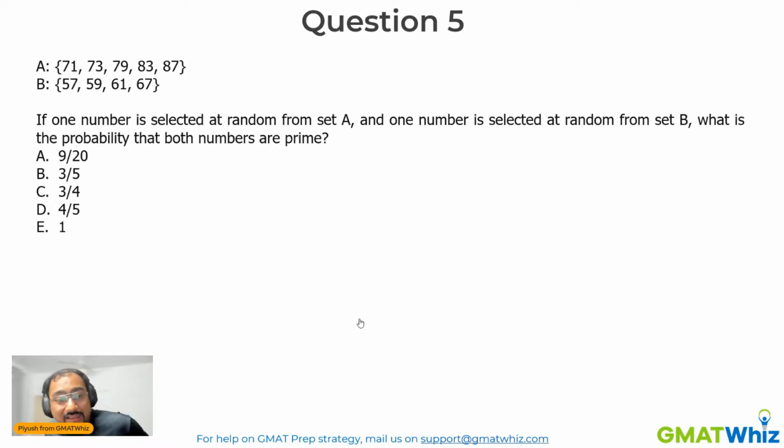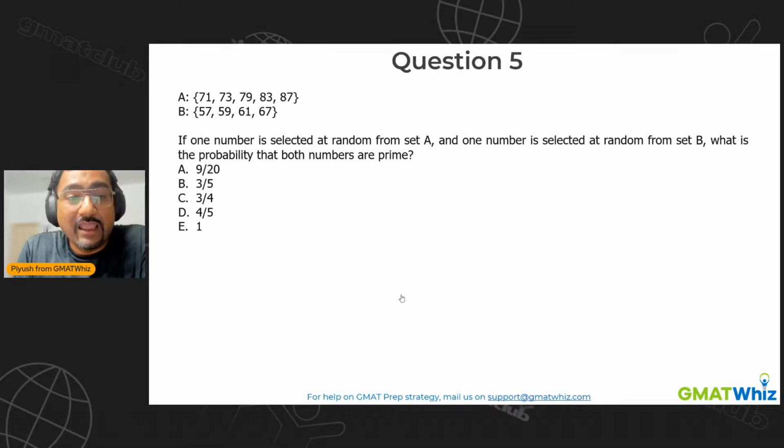Okay, so this one I feel is a mix of probability and number properties understanding. If I look at this question, it asks: if one number is selected at random from A and one is selected from B, what is the probability that both are primes? So first you have to identify how many of these are prime numbers. 71 is a prime number, 73 is prime, 79 is prime, 83 is prime, but 87 is not a prime number. Similarly, in this set, 57 is not a prime number because it's divisible by 3. These 3 are prime numbers.